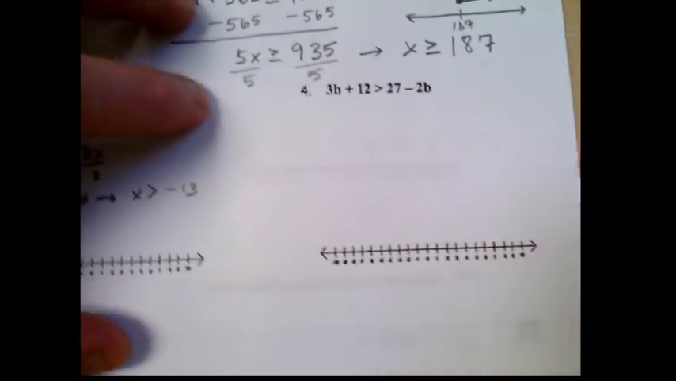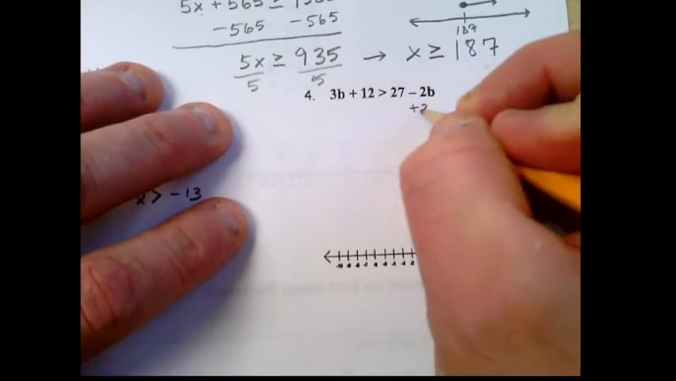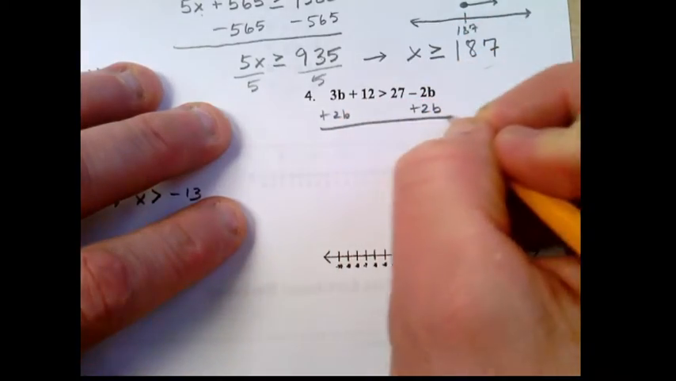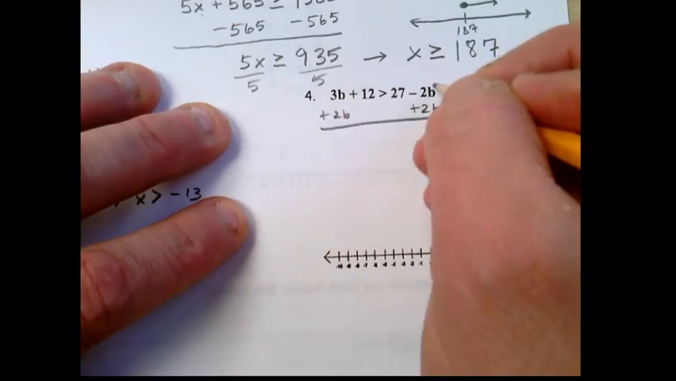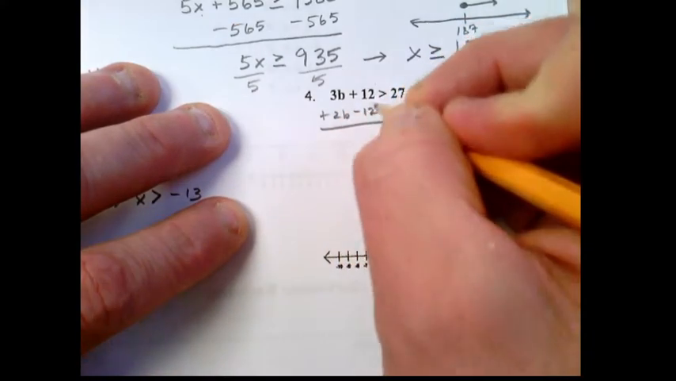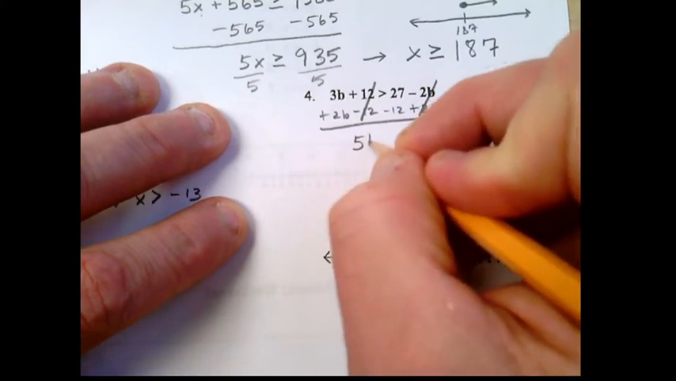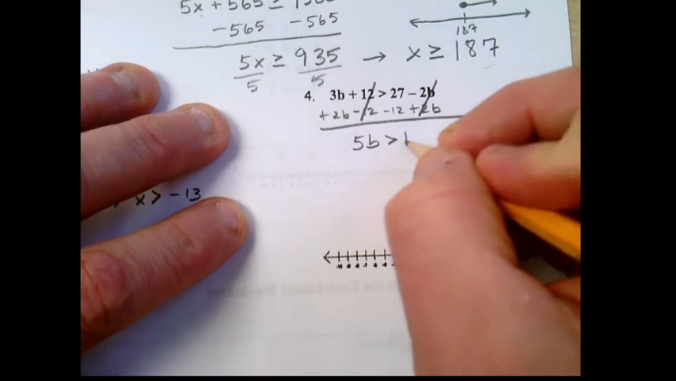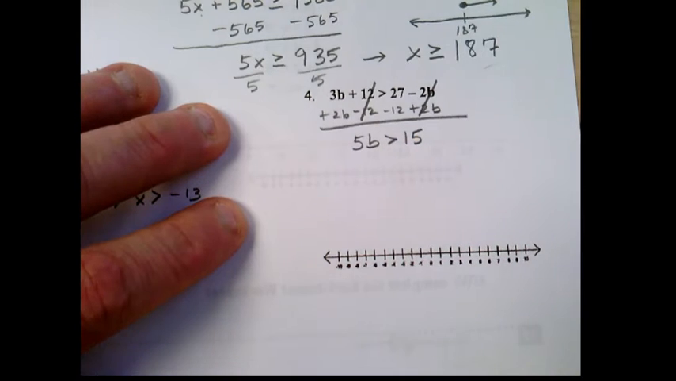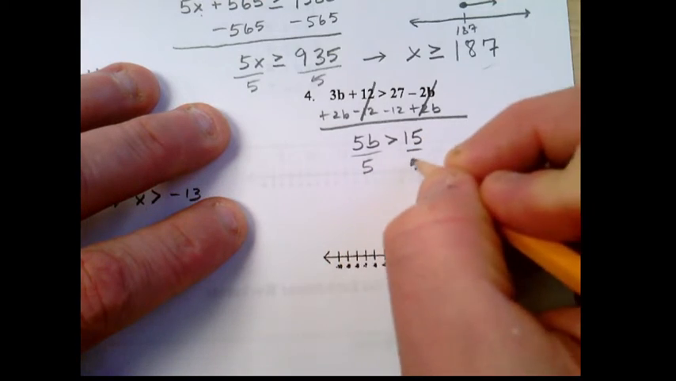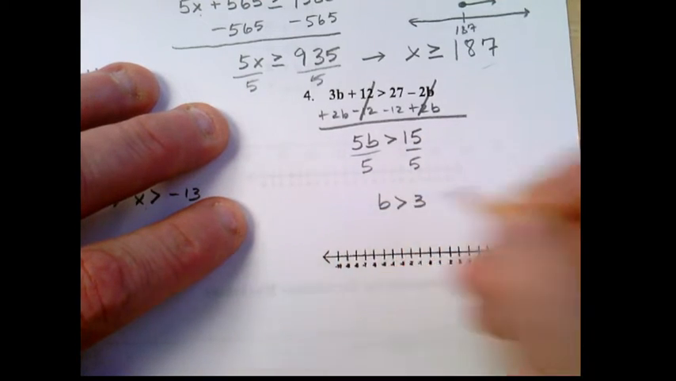Looking at number 4, I would probably go ahead and add 2b to both sides. And I'd go ahead and subtract 12 from both sides. So this gives you 5b is greater than 15. Okay. If I go ahead and divide through by 5, b is going to be greater than 3.